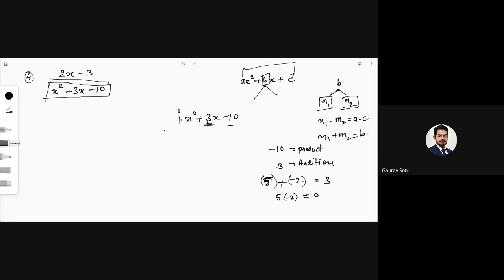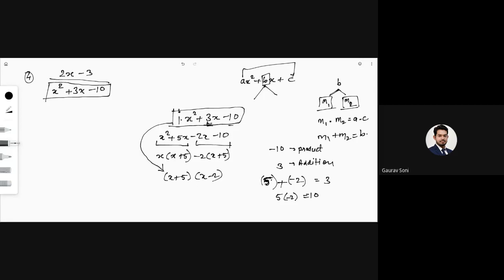So how can I write this x square plus 3x minus 10 as x square plus 5x minus 2x minus 10. Now from the first two terms I can take x common, so I will have x plus 5. From the second two I can take minus 2 common, I will have x plus 5, right? So x plus 5 is common from both the terms, and the other one is x minus 2. So I have started with this equation and I have got this equation.